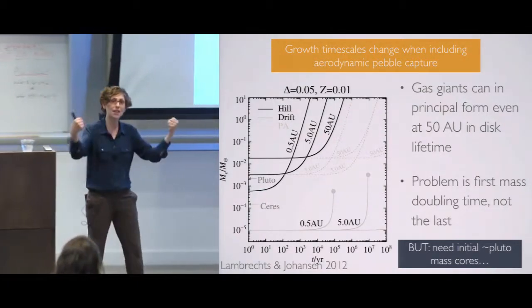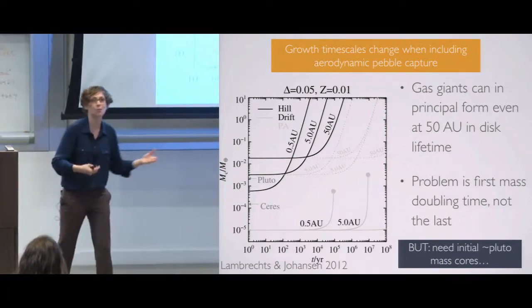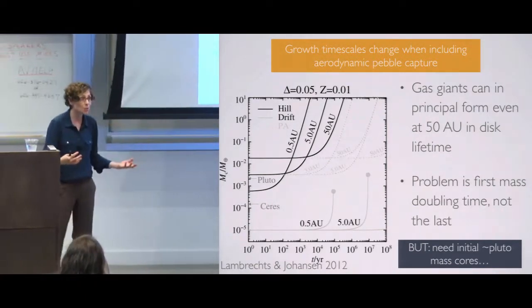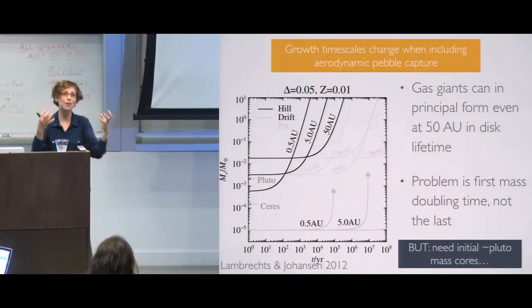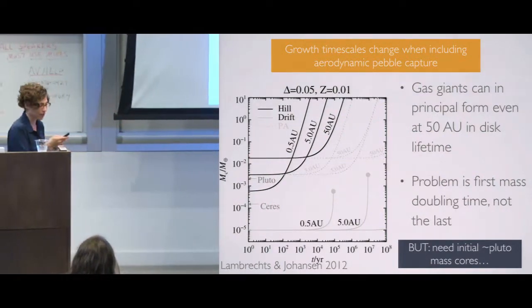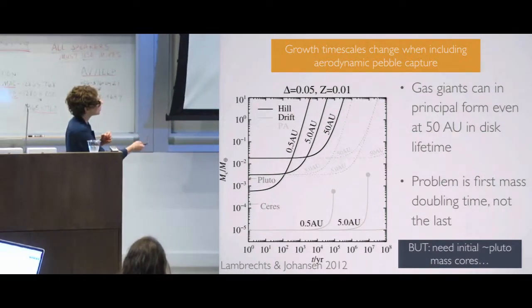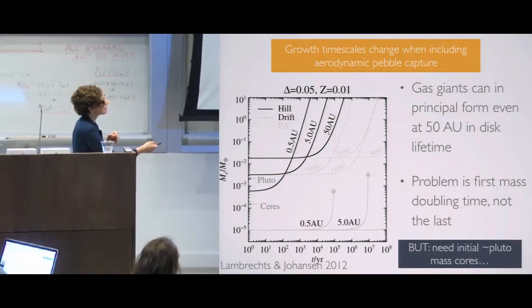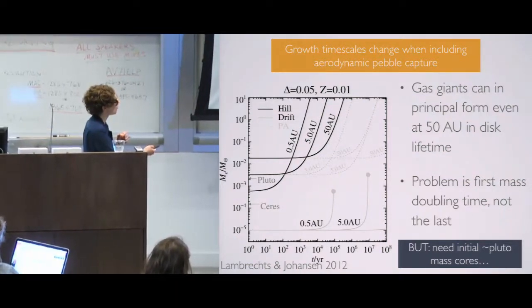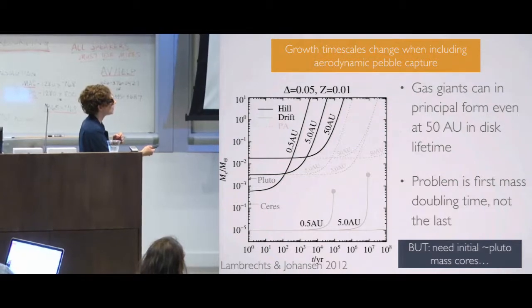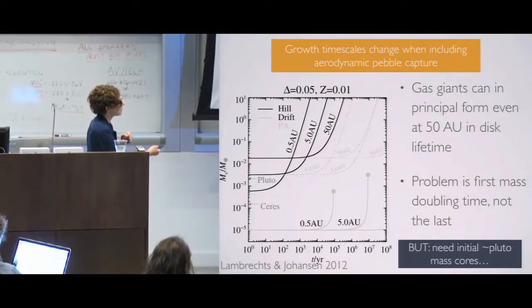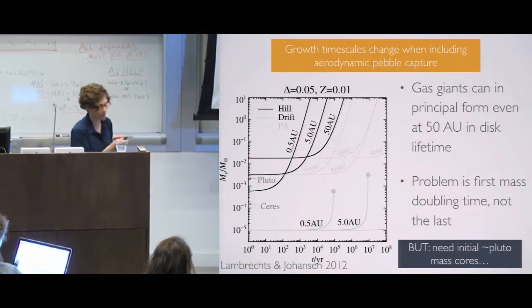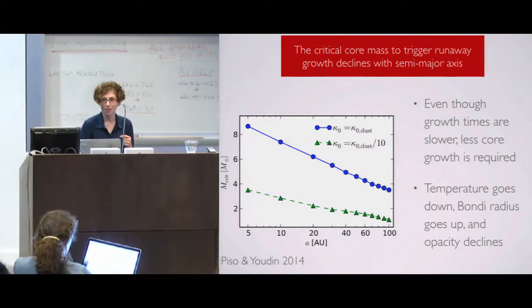grow, not by colliding with other 100-kilometer bodies or 10-kilometer bodies or 1-kilometer bodies, but by sucking these pebbles out of the background disk. For comparison, down here is the classic calculation from the old core accretion model that says how long it takes to grow to, say, a few Earth masses. And you can see that the 50 AU line is off the chart, well beyond the lifetime of the disk.